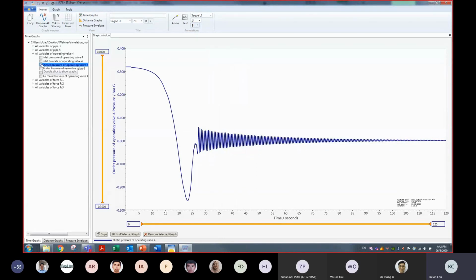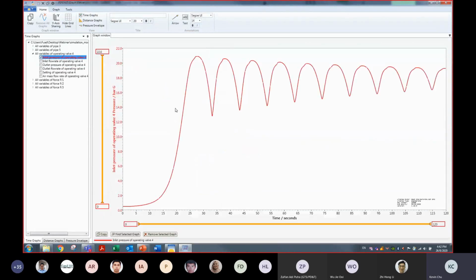So let's look at the inlet pressure of the operating valve here. Even though we close the valve very slowly, the pressure will still go above 20 bar gauge. So if our design pressure is 20 bar, then this will cause some issue to the pipeline.